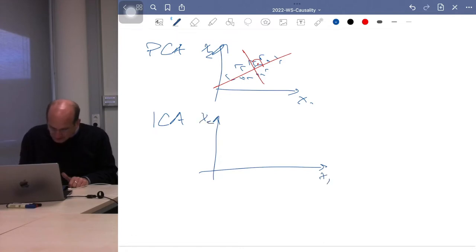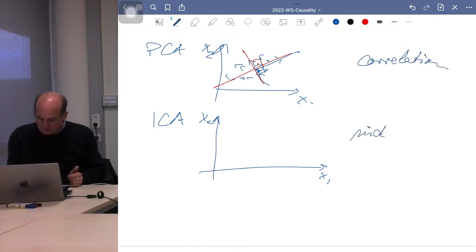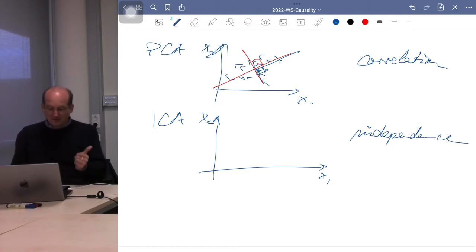However, let's again look at what's happening up here. PCA will find directions that are uncorrelated. Uncorrelatedness here basically means that they are at a right angle to each other. In ICA, you get directions that are independent of each other. So here, this is about correlations, and in ICA, we do something similar about independence. So when can you do it? Typically, when the data is non-Gaussian.